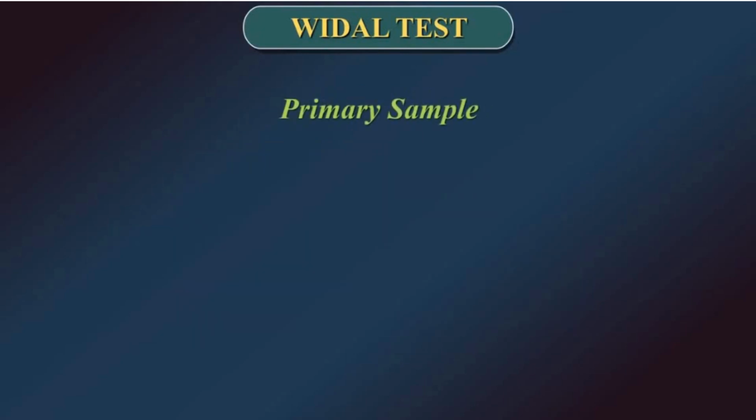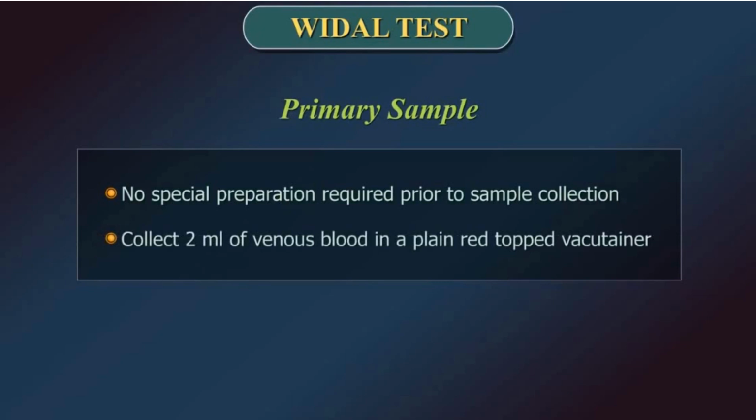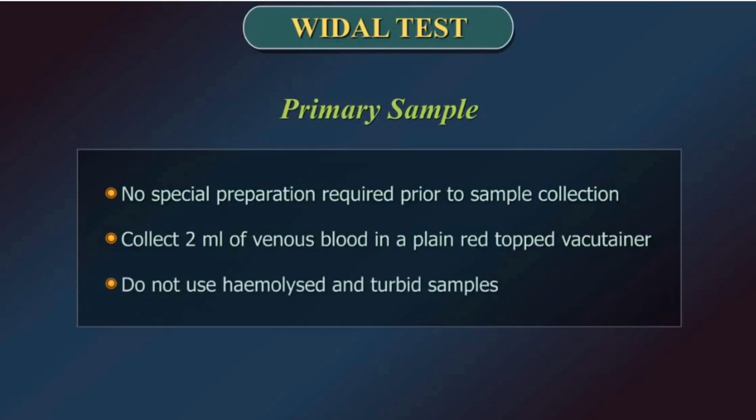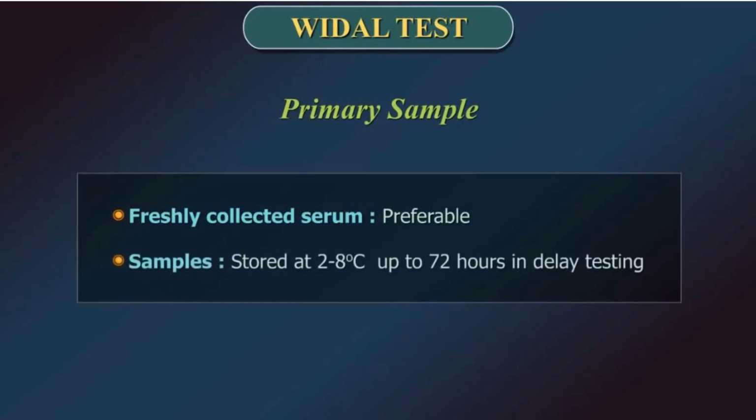Primary sample: no special preparation of the patient is required prior to sample collection by approved techniques. Collect 2 milliliters of venous blood in a plain red-topped vacutainer. Do not use hemolyzed and turbid samples. Though freshly collected serum is preferable, samples can be stored at 2 to 8 degrees centigrade for up to 72 hours in case of delay in testing.